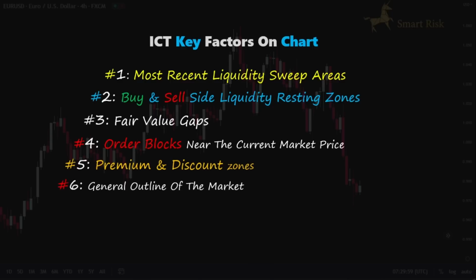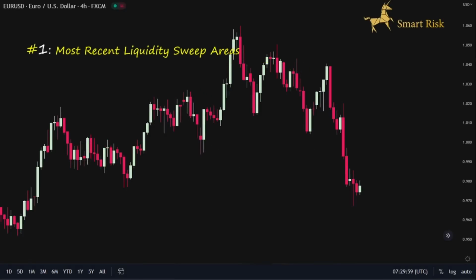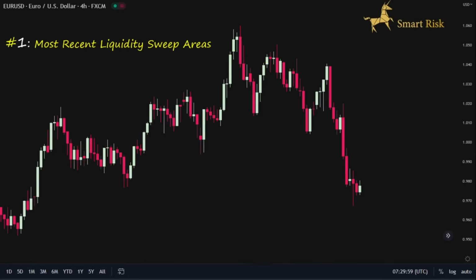So, let's start with key factor number 1: identifying the most recent liquidity sweep zones. For that, we must look at the chart and try to find zones where liquidity has recently been swept. If you are unsure of the definition of liquidity and the places where we can find it, please go through our channel and watch our liquidity and inducement video, which is linked in the description.